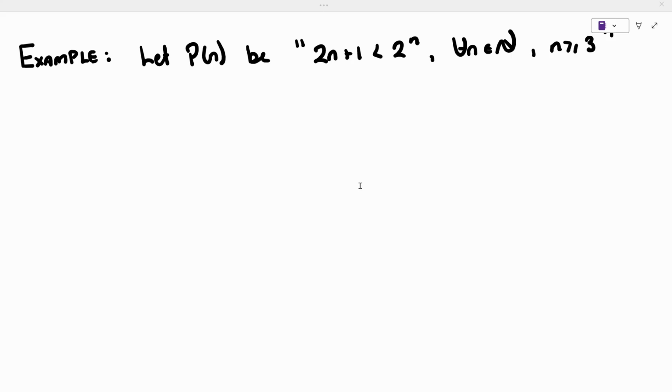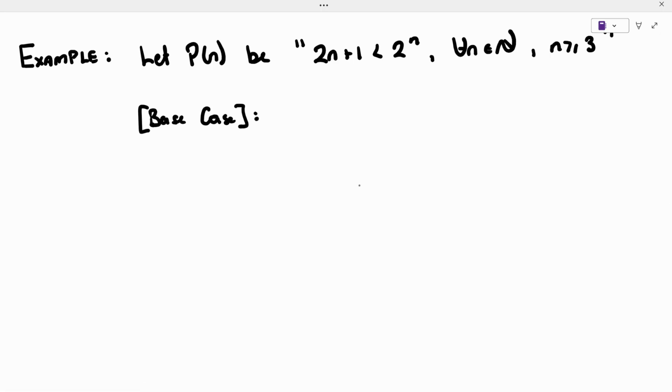Okay, so let's look at this first example, right? Let P(n) be the proposition that 2n + 1 is strictly less than 2^n for all natural numbers greater than or equal to 3. So this is a nice example where our base case actually starts from 3. So let's do the proof. So we first show our base case.